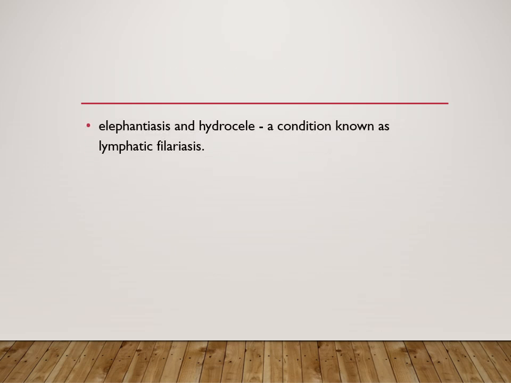So what are the complications related to it? When there is a chronic obstruction, it can cause elephantiasis, that is hathi pav, and hydrocele. This disease is called hathi pav in Hindi. So elephantiasis and hydrocele are seen and known as lymphatic filariasis.